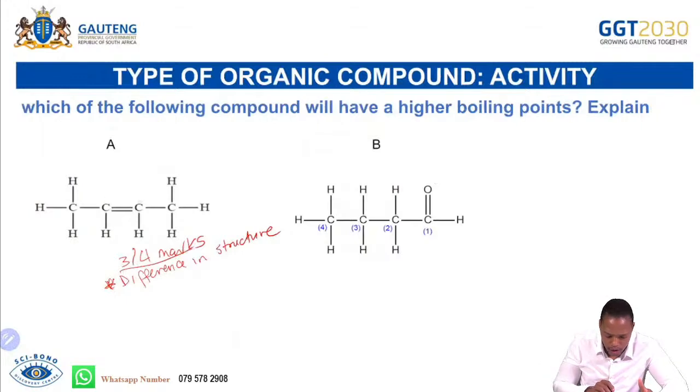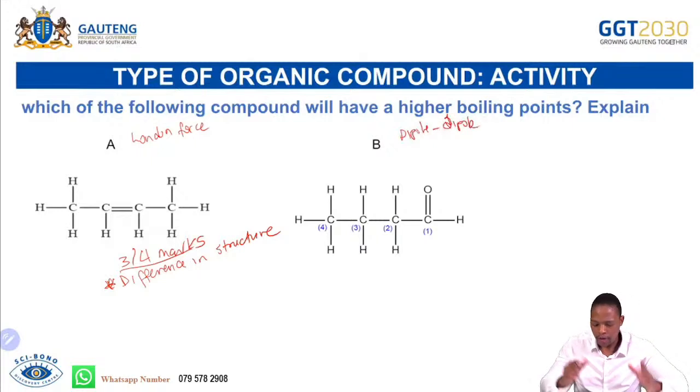Both of them have 1, 2, 3, 4 carbons, so their molecular mass should be relatively the same. Then the main difference here is their functional group. This one belongs to the alkenes, if I look at the double bond. This one belongs to the aldehydes. So by that, I've already identified the intermolecular forces. Alkenes, I know they have London forces. Aldehydes, they have dipole-dipole. Okay, I've already identified it.